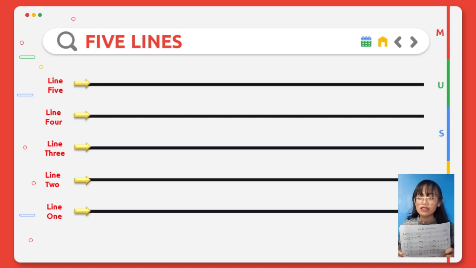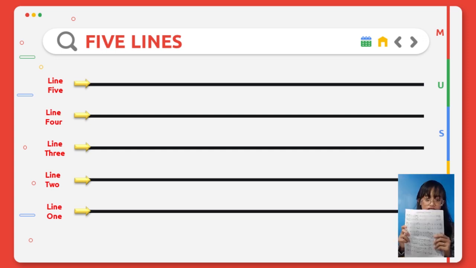And staff is composed of 5 lines. So music is written on a 5-line staff. So as you can see here on my screen, there are 5 lines, and we will count from bottom to the top. So you can see there's line 1, line 2, line 3, line 4, line 5. So that is a staff.